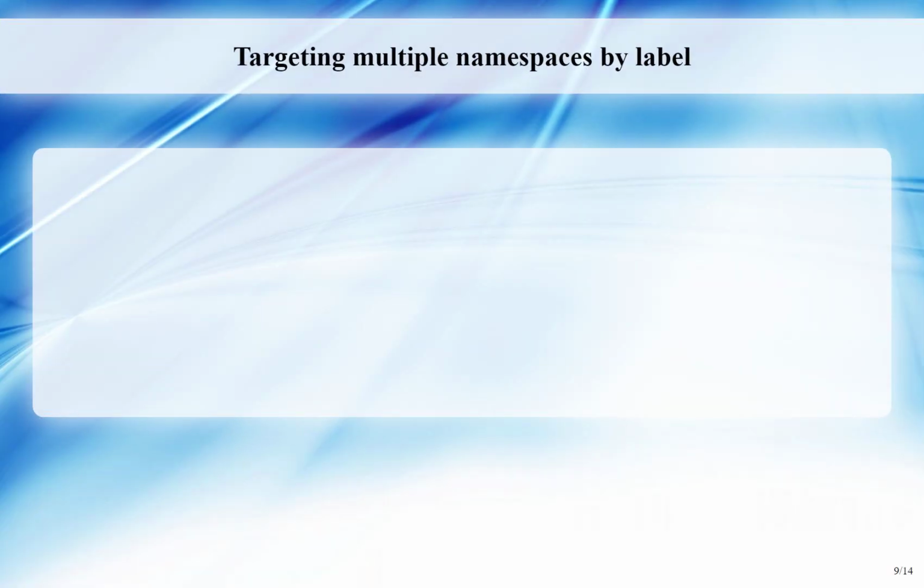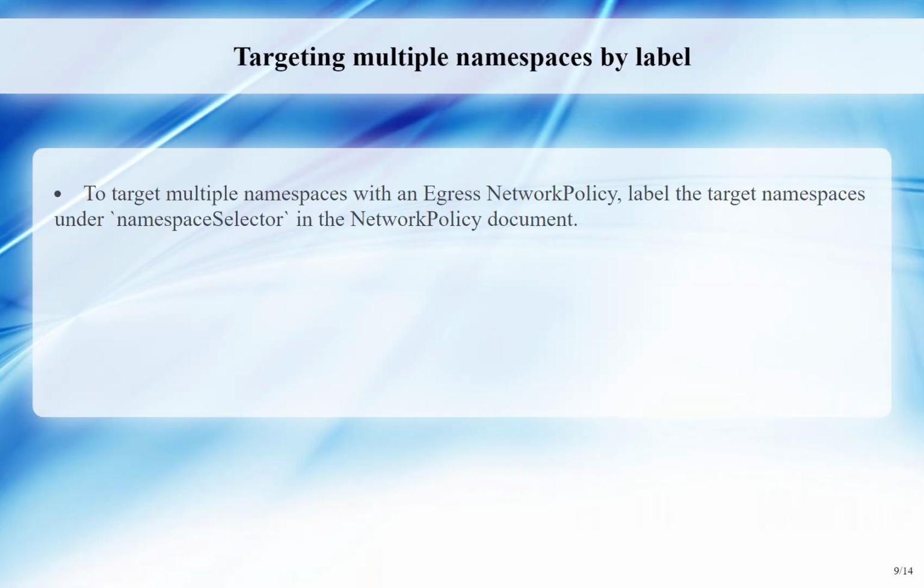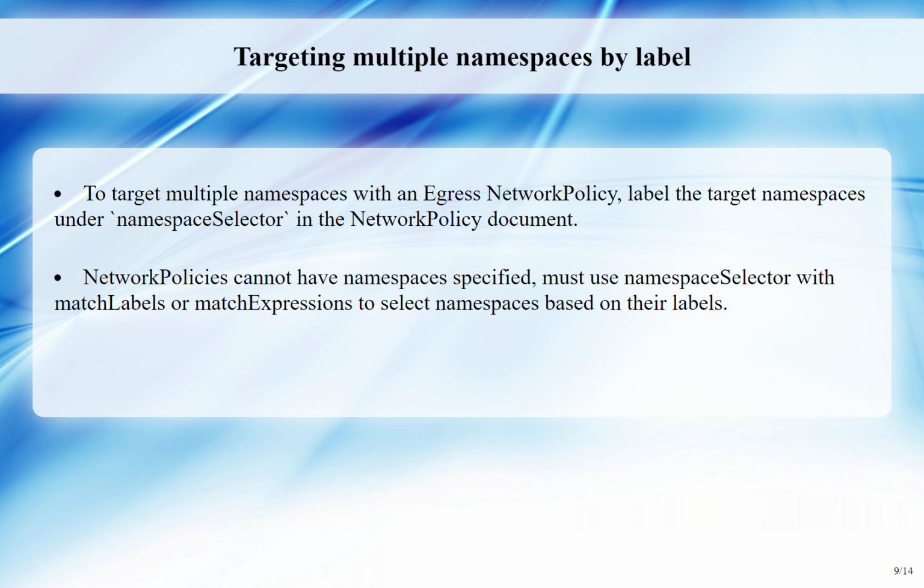Targeting multiple namespaces by label. In order to target multiple namespaces with an egress network policy, you must first label the target namespaces. You can do this by adding the labels under namespaceSelector in your network policy document. It is important to note that you cannot directly specify the names of the namespaces in a network policy. Instead, you must use namespaceSelector with matchLabels or matchExpressions to select the namespaces based on their labels. This approach allows you to apply the network policy to multiple namespaces based on their labels.